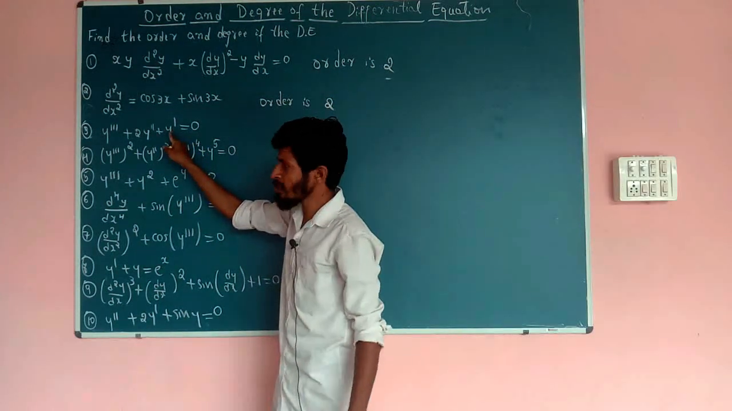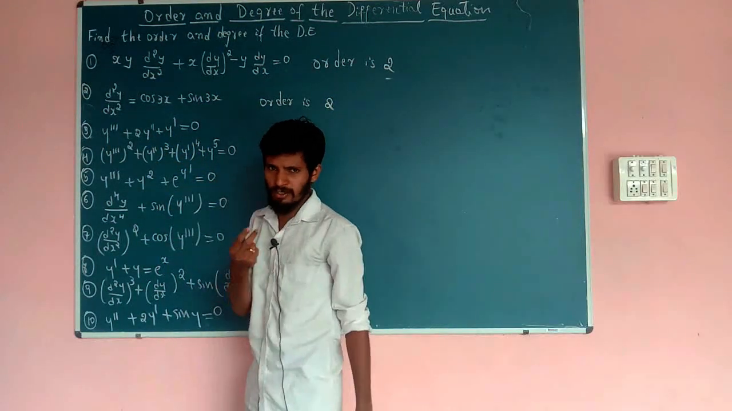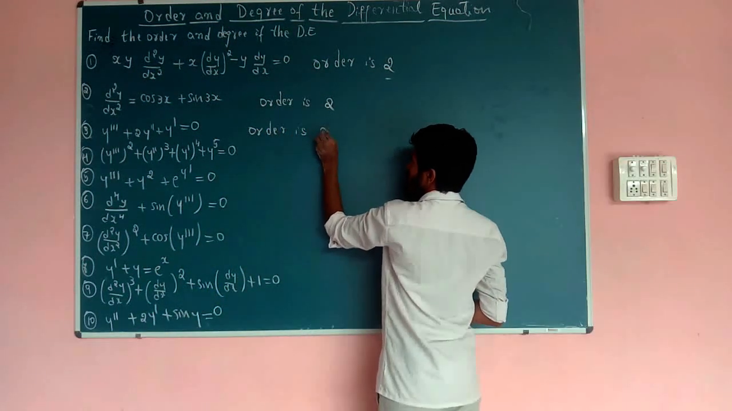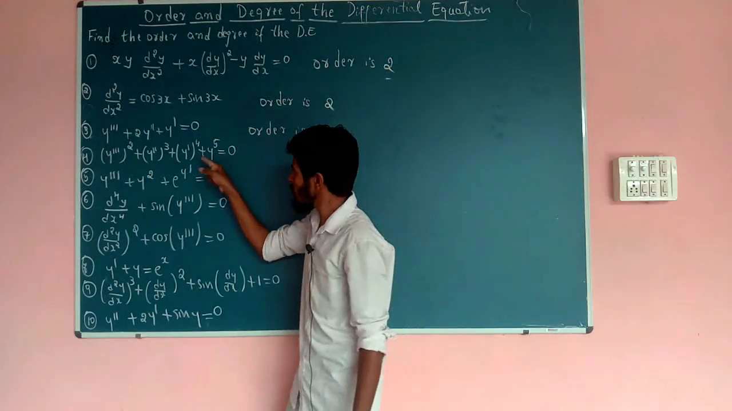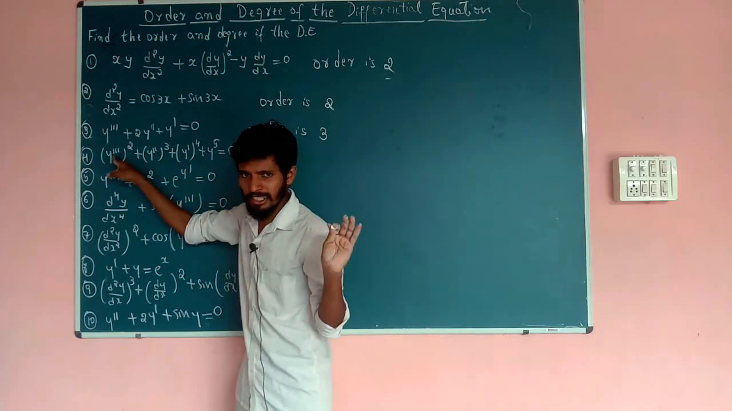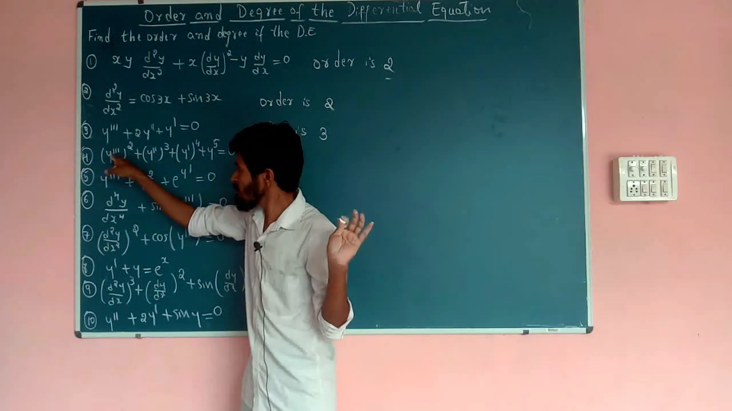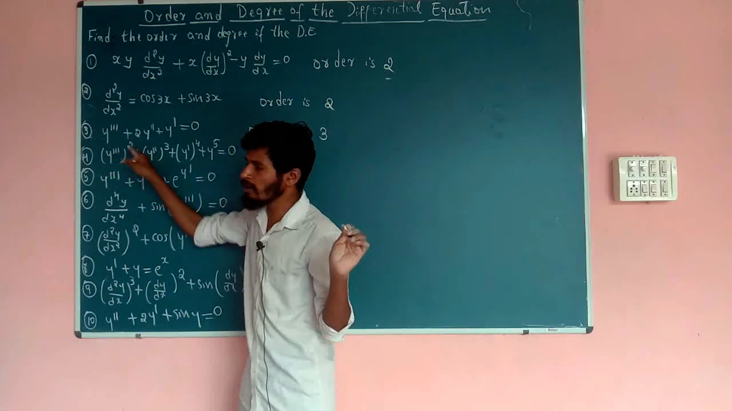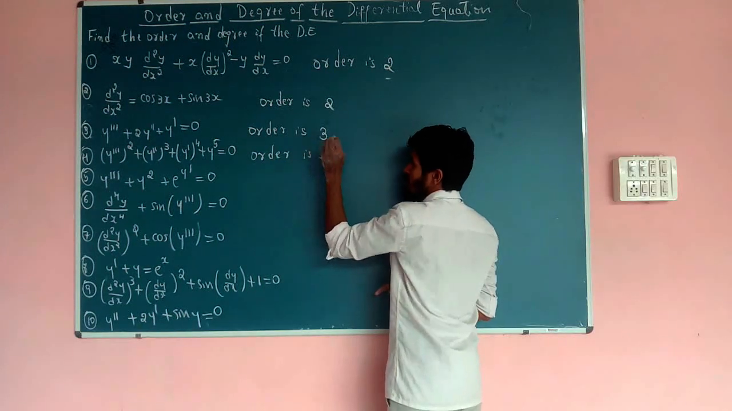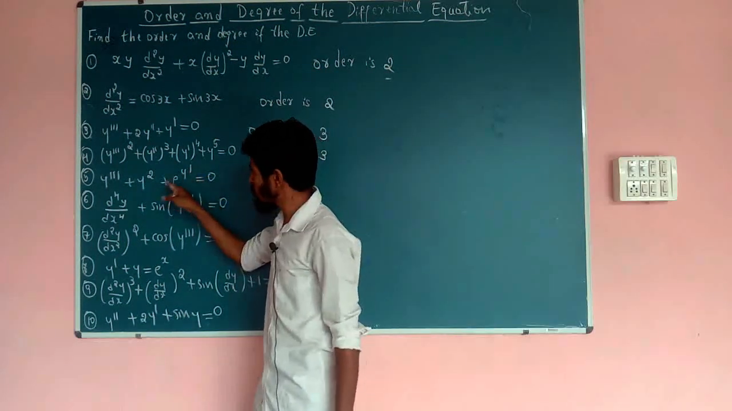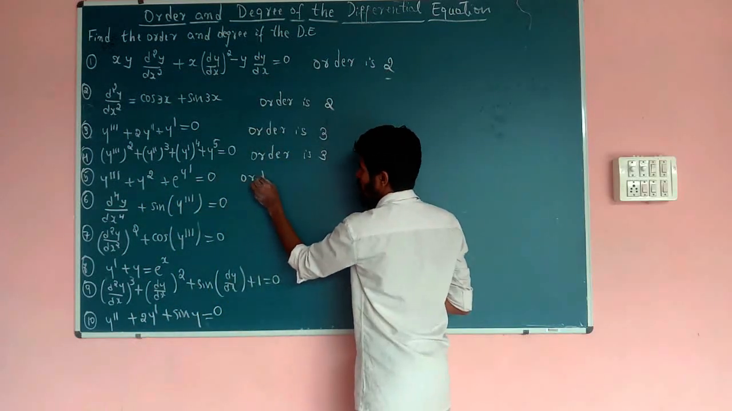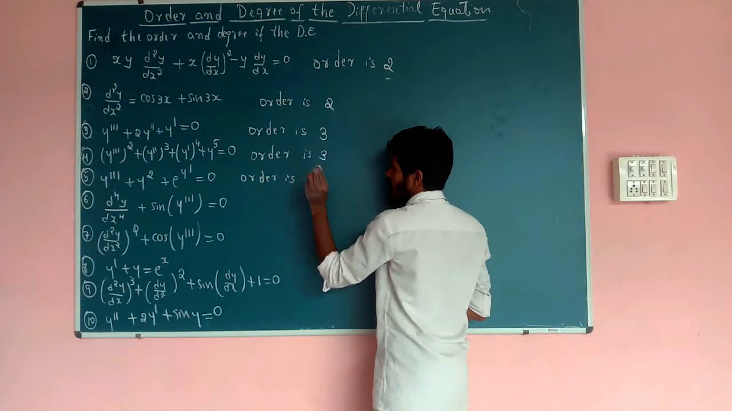Here y dash, y double dash, y triple dash. The highest order derivative is y triple dash, right? Order is 3. See here, y dash, don't see the power. Y dash, y double dash, y triple dash. The highest order derivative is the third order derivative, y triple dash. Therefore, the order is 3. Here y dash is there, y double dash is not there, y triple dash is there. The highest order derivative is the third order derivative. Order is 3.